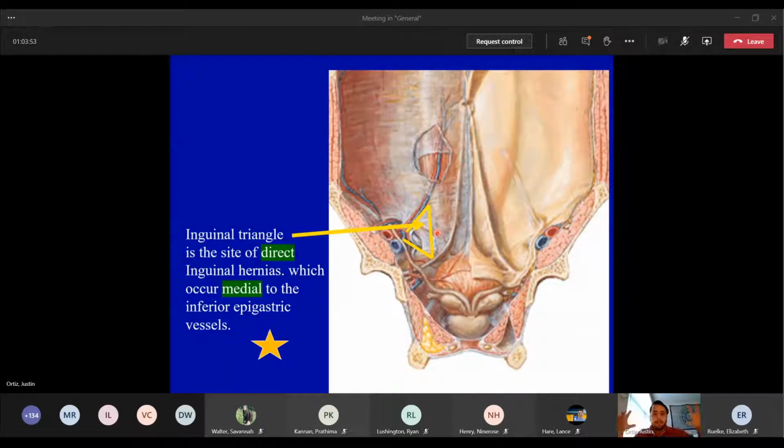So again, when you think direct inguinal hernias, there's two things you should think. One, inguinal triangle, right? And then two, medial to the inferior epigastrics. Those two things are the first two things you should think about when you say, okay, direct hernias, where are these located? Inguinal triangle, also medial to the inferior epigastric vessels, right? If you know what the inguinal triangle is, you basically know that's saying the same exact thing, right? Because medial to the inferior epigastrics and inguinal triangle are both going to be associated with the direct hernias, right?